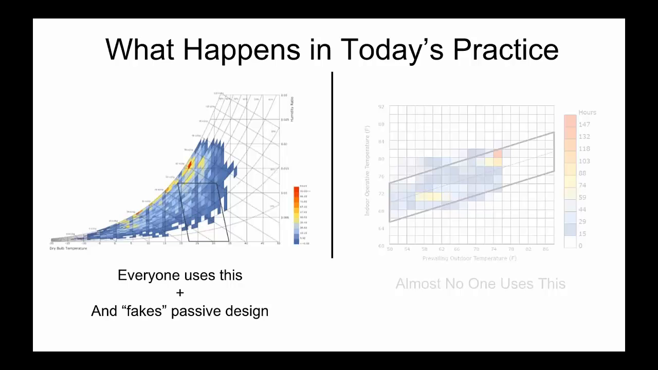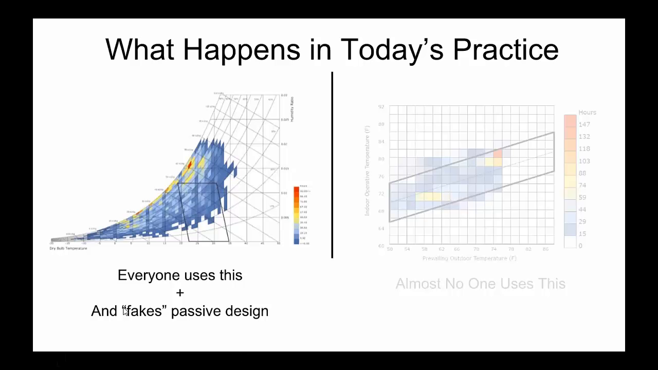what ends up happening is that everyone basically still uses the PMV model. By and large, even though the adaptive model has been published and endorsed by ASHRAE and the ISO, it's very rare that you find people using the adaptive comfort model. And so I say, somewhat controversially, that they're somewhat faking their passive design when they do this.